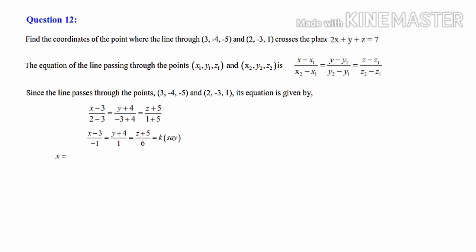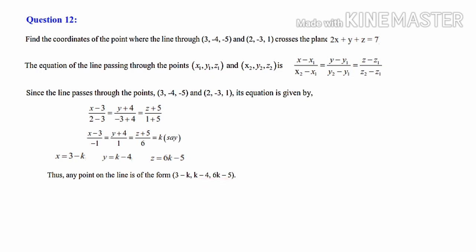So let's find out the value of x. X minus 3 is equal to minus 1; if you multiply with k, it is minus k. Minus 3 will come to the right side, it becomes plus 3. So 3 minus k. Next, the y value we can calculate. 1 into k is k. This plus 4 will come to the right side as minus 4. So k minus 4. Next is the z value. 6 into k is 6k. This plus 5 will come to the right side, minus 5. So 6k minus 5. So x, y and z values we have got. So the point is of the form 3 minus k, the x value, k minus 4, the y value, 6k minus 5, the z value.